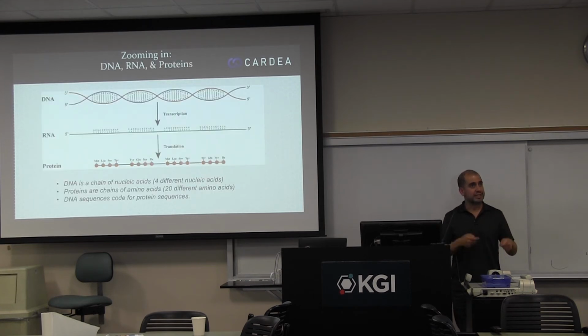So zooming in, what is DNA? It codes for proteins. DNA is a linear polymer of an alphabet of 4 different molecules, and that gets decoded through a process called transcription, through another molecule called RNA, and finally through translation into proteins. And proteins are also linear polymers, now of an alphabet of 20 different chemicals. These are called amino acids.